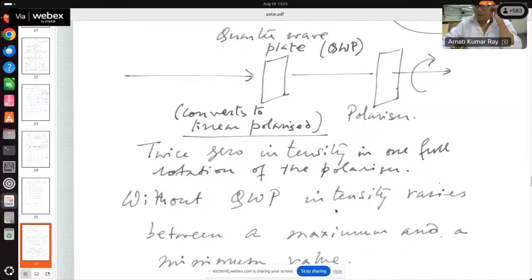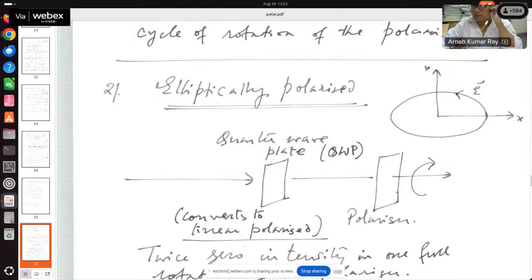Suppose you did not introduce this quarter wave plate, right? Then what would have happened? What would have happened is that you rotate the analyzer.